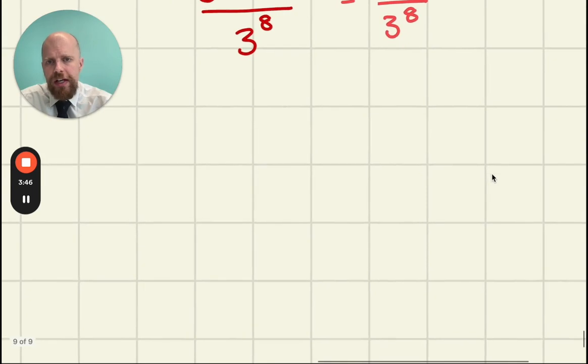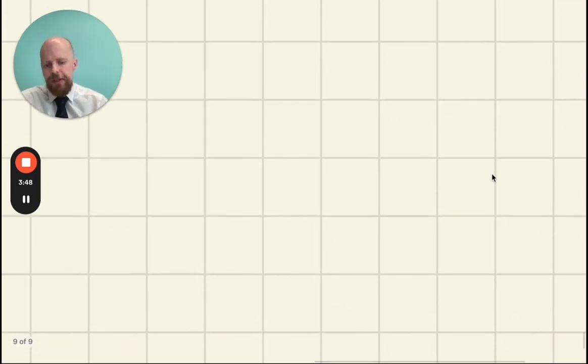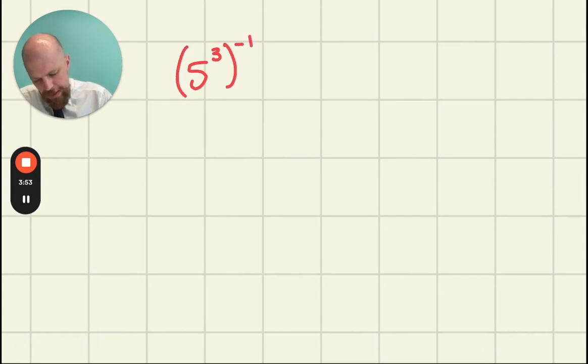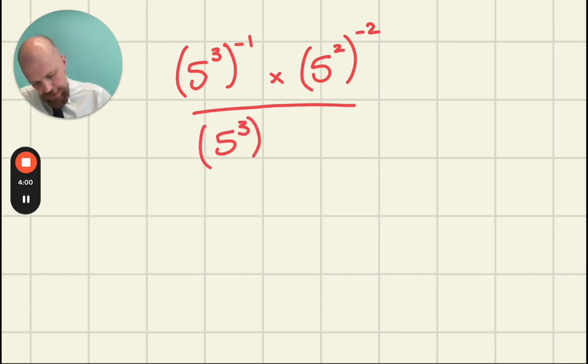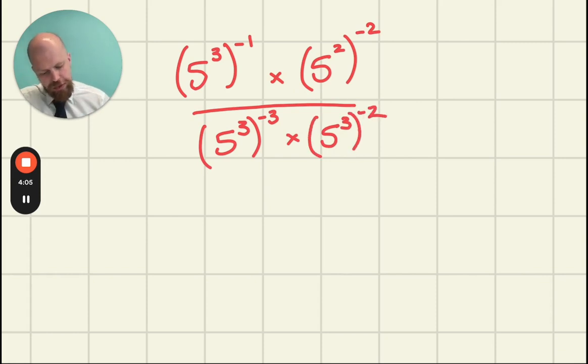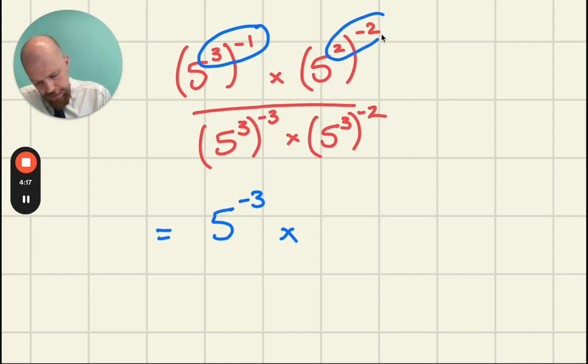Let's have a go at another example. This time would be slightly more challenging because we have some negatives in there. 5 cubed to the minus 1, times 5 squared to the minus 2, divided by 5 cubed to the minus 3, times 5 to the power 3, all to the minus 2. So let's start in the first bracket in the numerator. We'll multiply the powers together. 3 times minus 1 is minus 3. And the second one gives me minus 4.